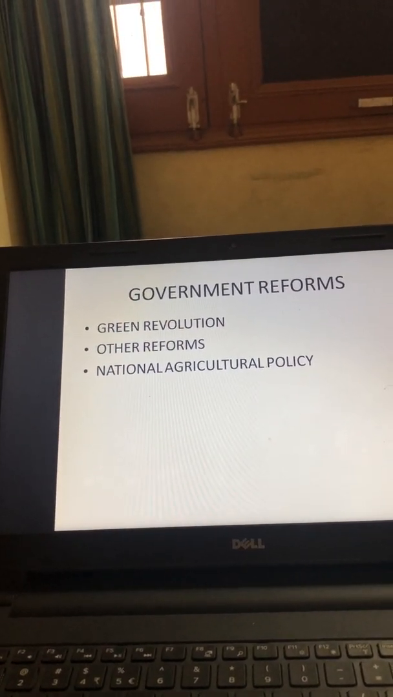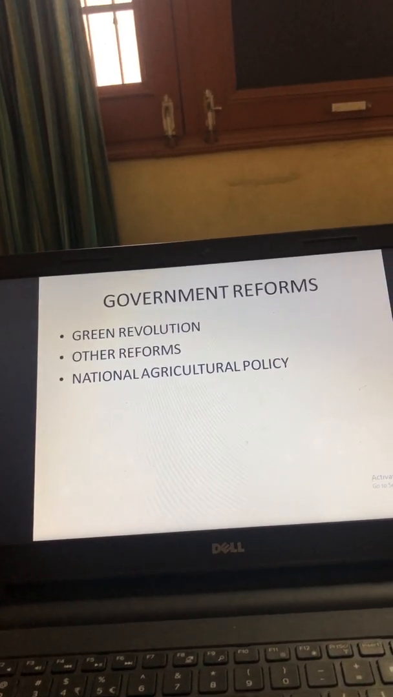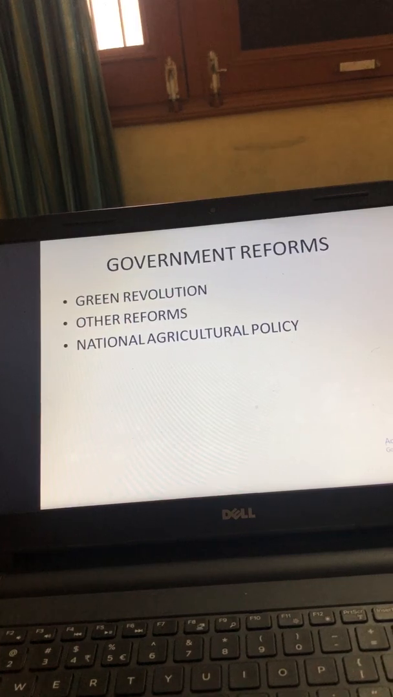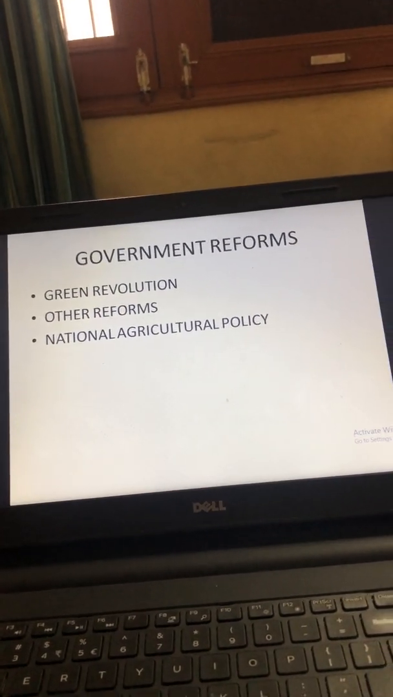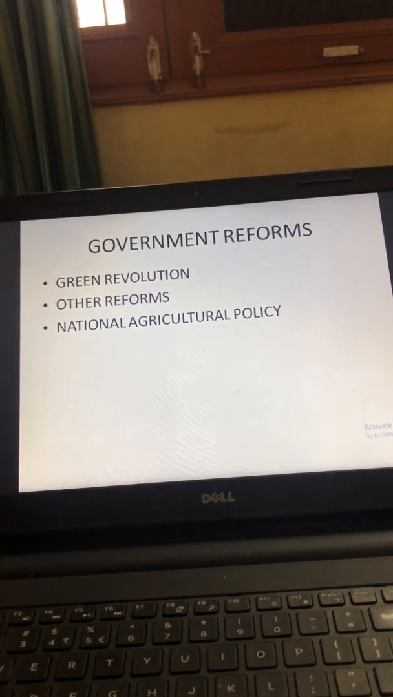Then, review of tax structures in favor of the farmers. Then, institutionalization of farm credit. Now, what do I mean by institutionalization of farm credit? Earlier, credit was provided to the farmers at a very high rate of interest, and because of which the farmers were debt ridden.